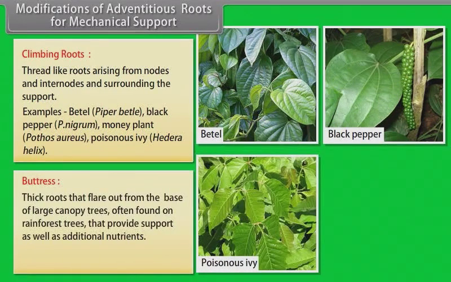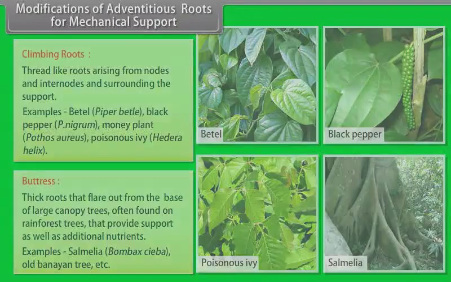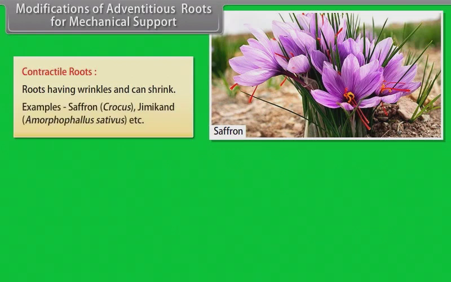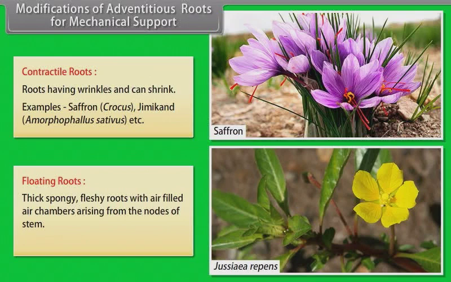Buttress roots. Thick roots that flare out from the base of large canopy trees, often found on rainforest trees, that provide support as well as additional nutrients. Examples, Salmalia, old banyan tree, etc. Contractile roots. Roots having wrinkles that can shrink. Examples, saffron, jimsonweed, etc. Floating roots. Thick, spongy, fleshy roots with air-filled chambers arising from the nodes of stem. Example, Jussiaea repens.